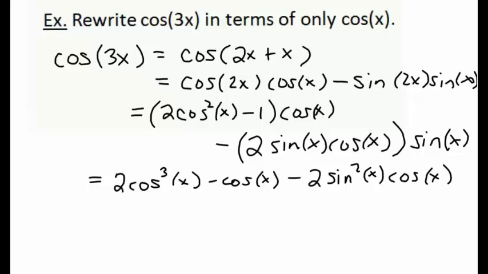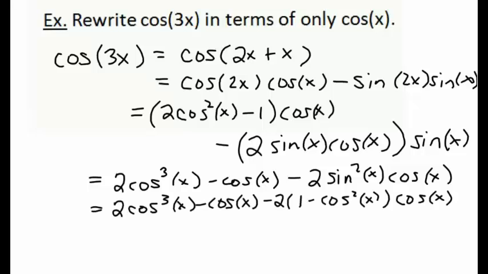Now, the only thing we have left to do to get everything in terms of cosine is to try to remove this sine squared x. And to do that, we can use the Pythagorean identity. So we'll go ahead and replace that sine squared with 1 minus cosine squared. And then what you want to do is distribute 2 times cosine through the brackets.